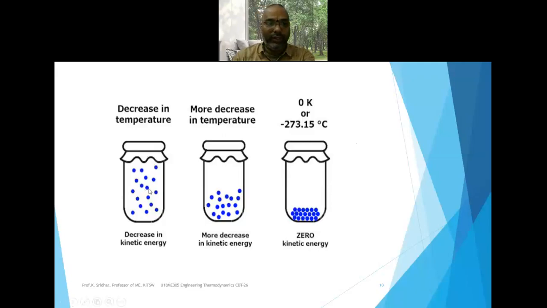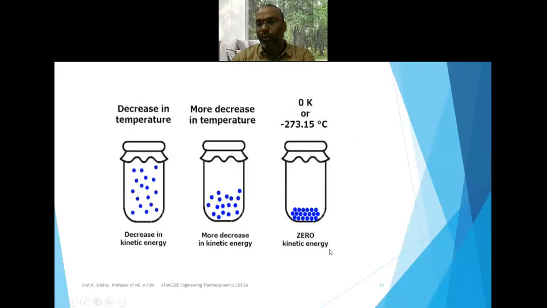Here there is a decrease in the temperature. Just go through this diagram. Decrease in the temperature, decrease in the kinetic energy. More decrease in the temperature, more decrease in the kinetic energy. And whenever you go to absolute zero temperature, as I just told you, that is 0 Kelvin or minus 273.15 degrees centigrade, the kinetic energy will become zero.